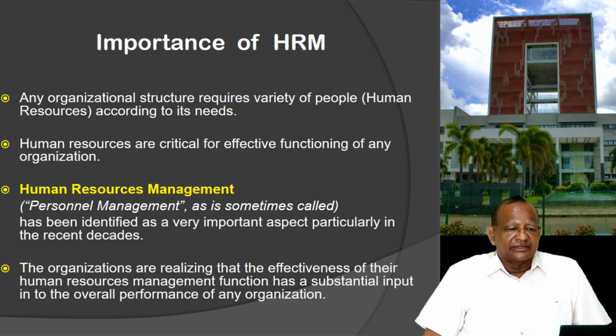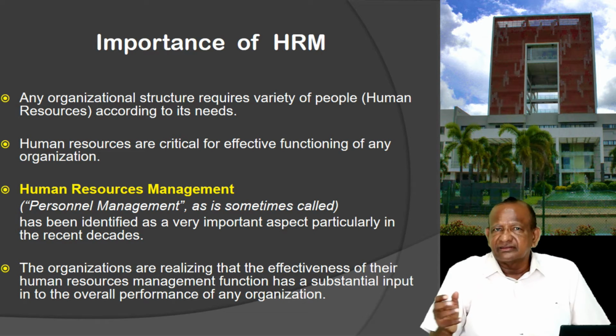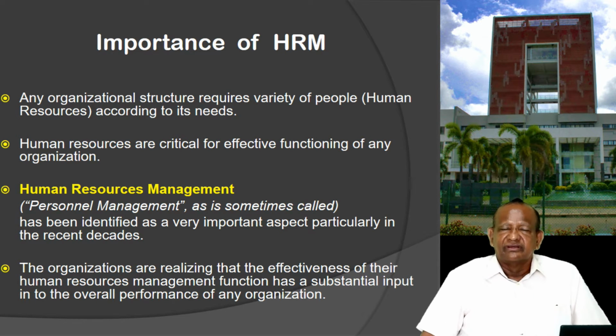Organizations are realizing that the effectiveness of their human resource management function has a substantial input into the overall performance of any organization. That is an obvious thing. I told you that there are three major resources used in the construction industry: human resources, construction materials, and machinery. But construction materials and machinery have no life in them. They are dead stuff. But human resources have life. Every human being has a life. Every human being has a brain. So managing them is not that easy.